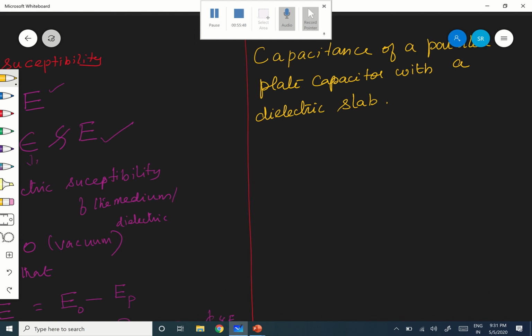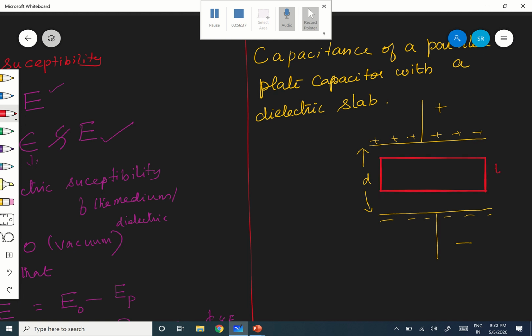Now, consider a capacitor like this. This plate is positive and this is negative, so positive charges are here and negative charges here. The distance of separation is this, a parallel plate capacitor. Now I am going to introduce a dielectric slab inside, whose thickness is t, such that t is less than the distance of separation. Now you tell me, what will be different once I introduce it?